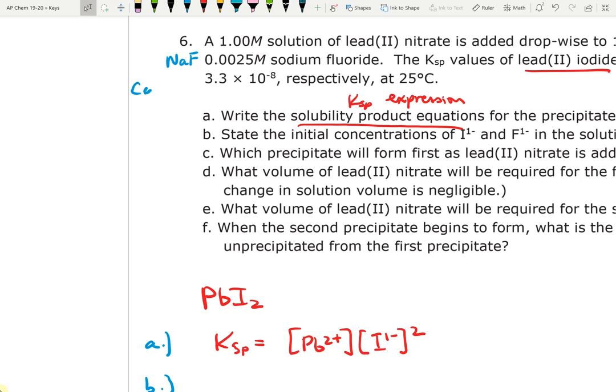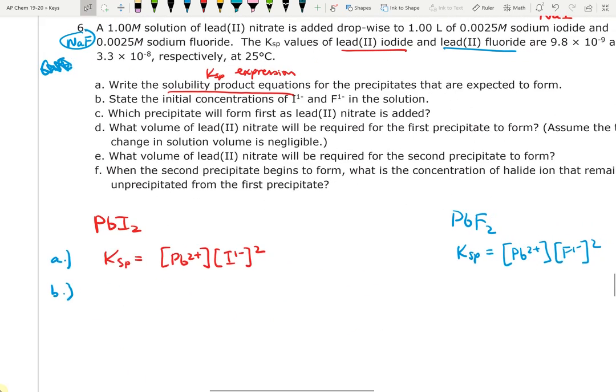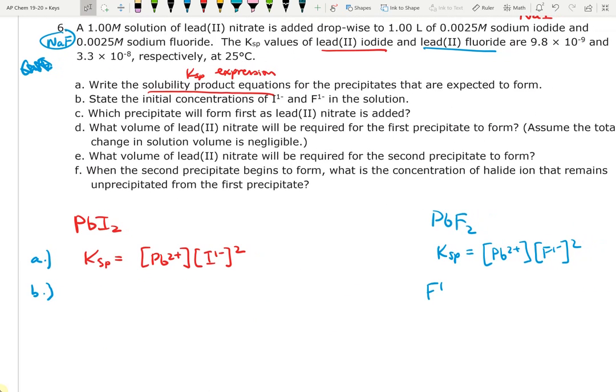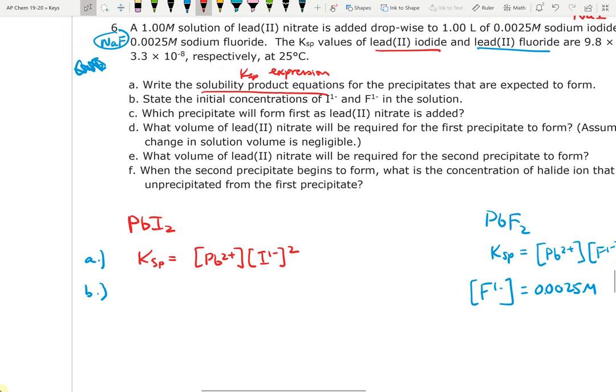If there's a solution of, say, calcium fluoride, then we'd have to double that fluoride concentration since there are 2 of them, but that's not the case here. So for NaF, we're going to get a fluoride concentration of 0.0025. That's my fluoride, 0.0025 molar. For the iodide, it's the same. So our iodide concentration is coming in equal.